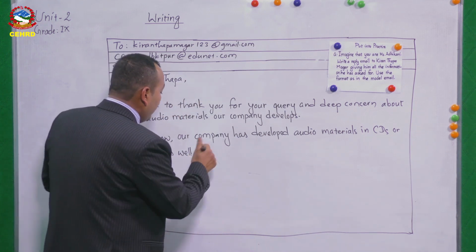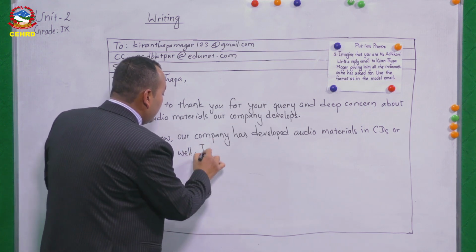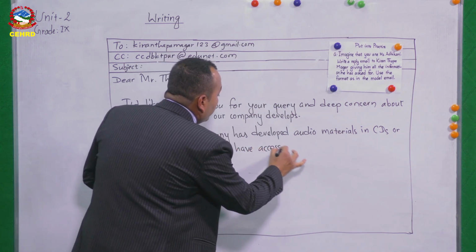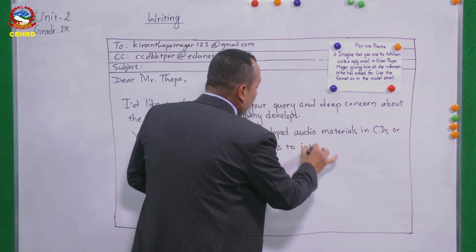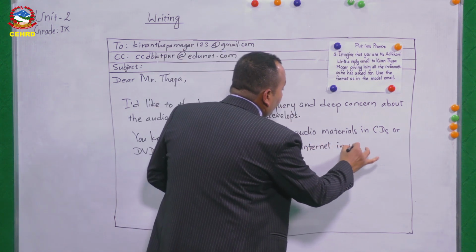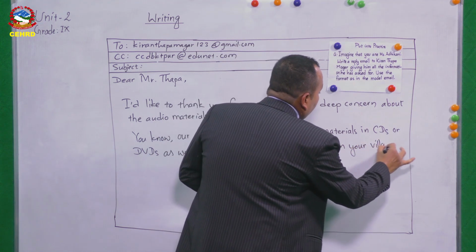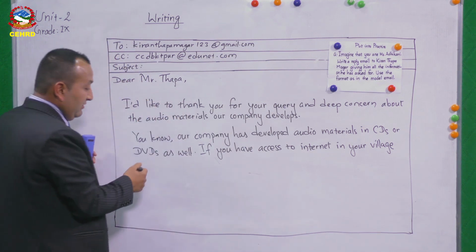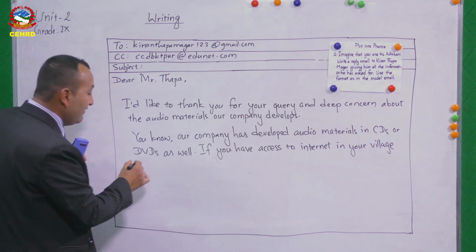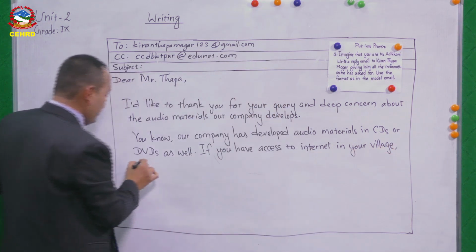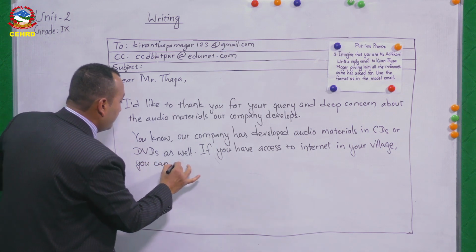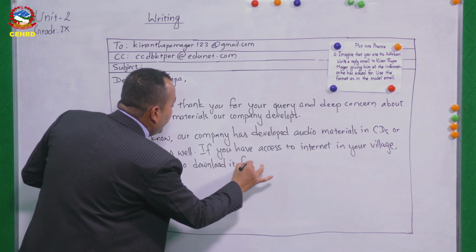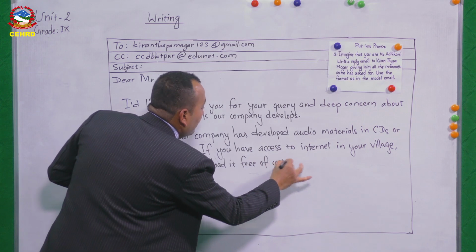If you have access to internet in your village. He definitely has internet access, isn't it? Because he is writing this email. So if you have access to internet in your village, you can also download it free of cost. It means, what is the price? No price at all.